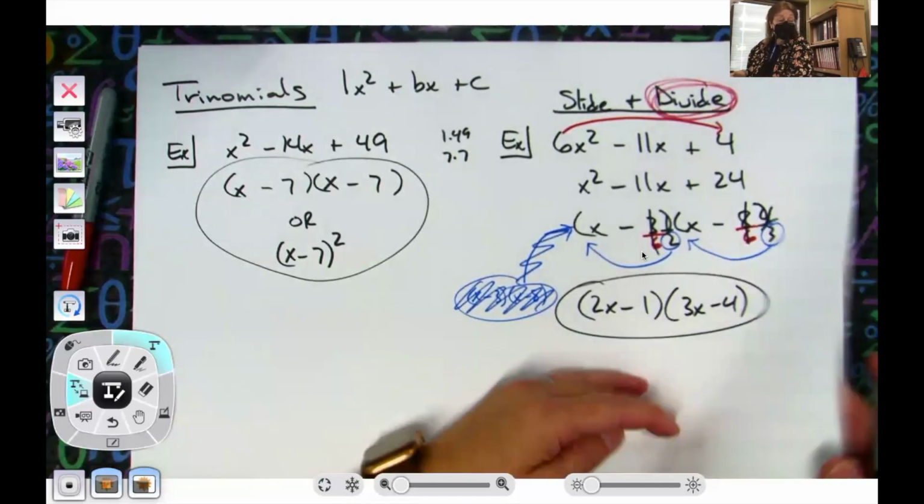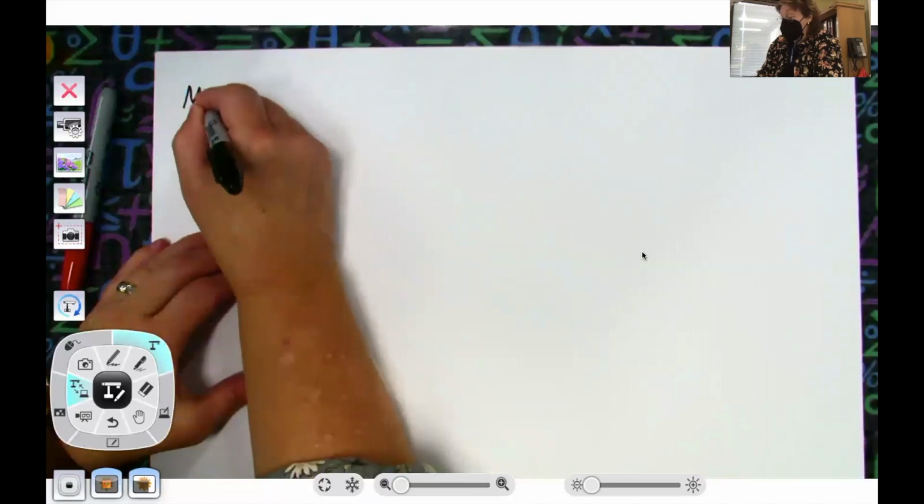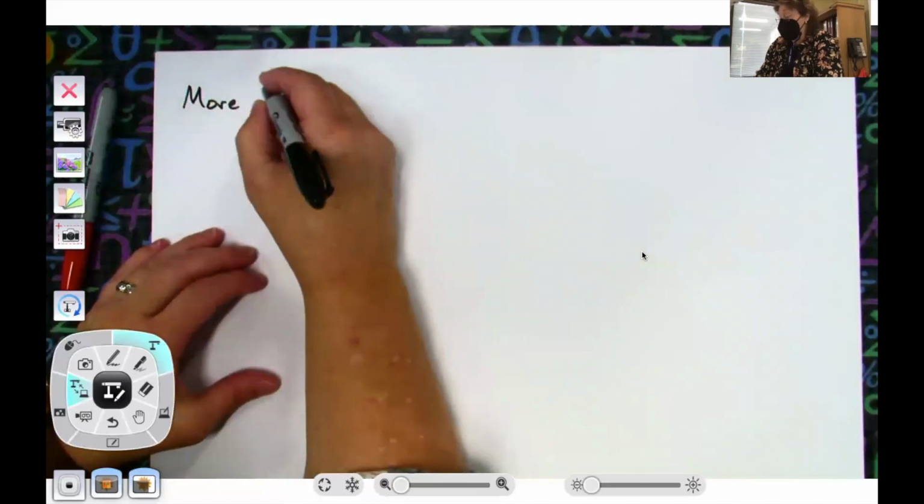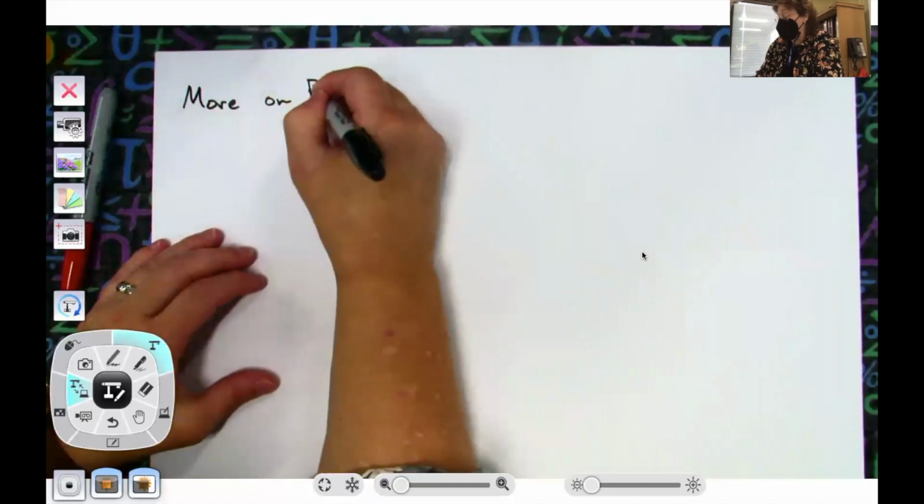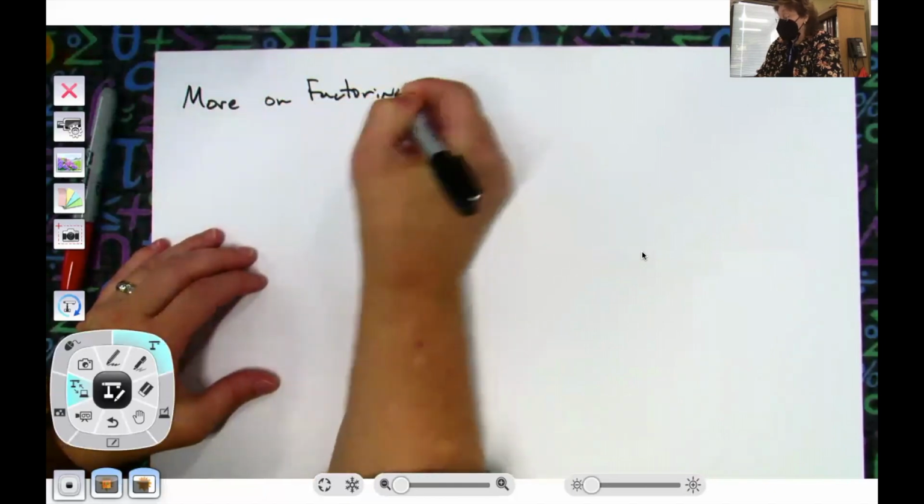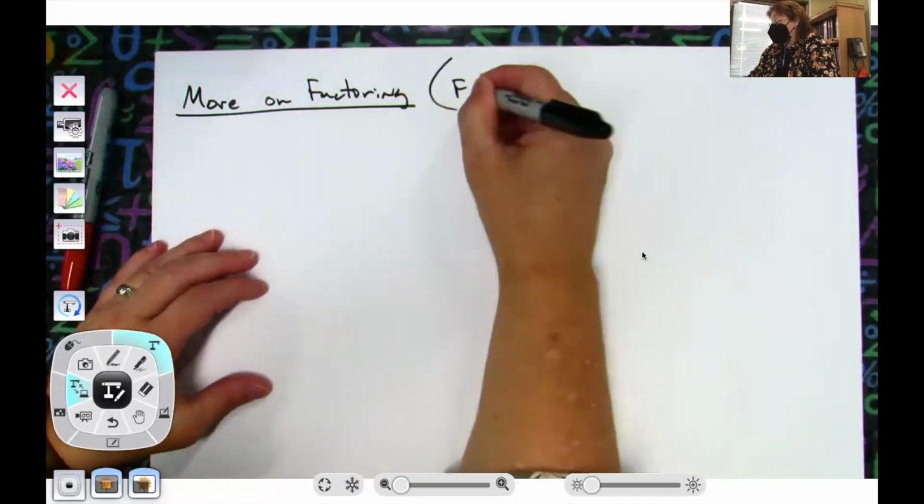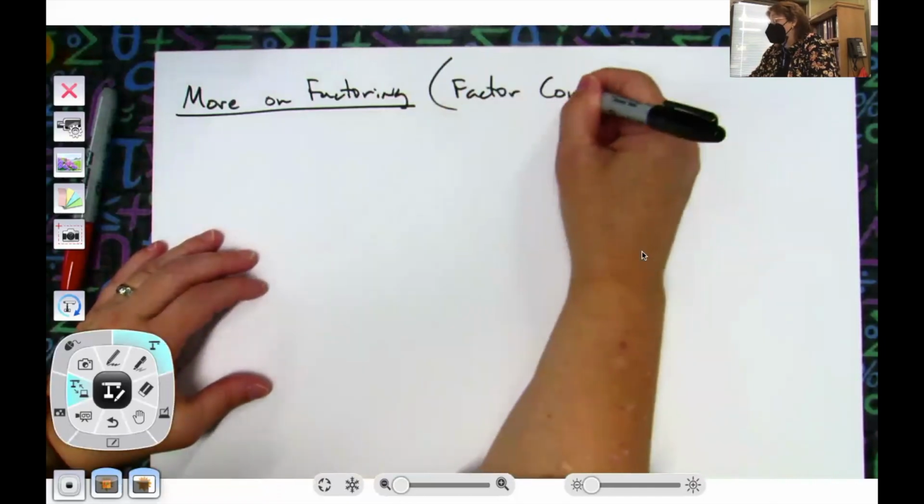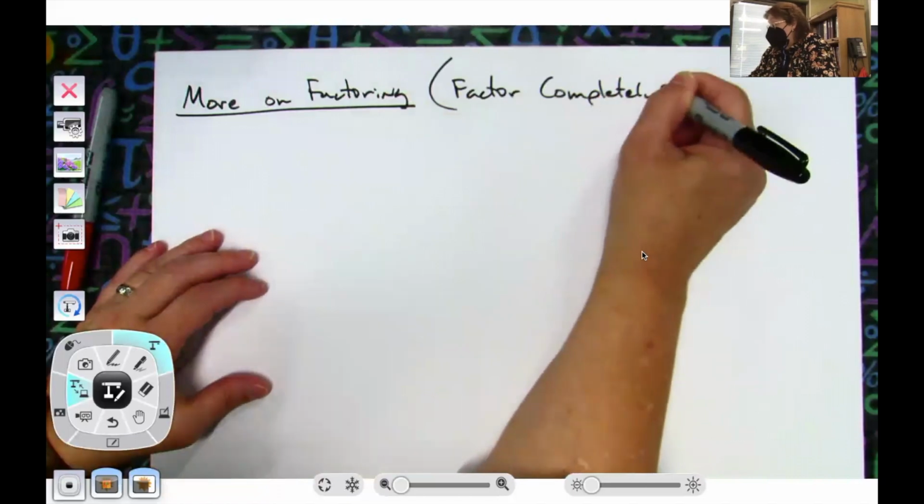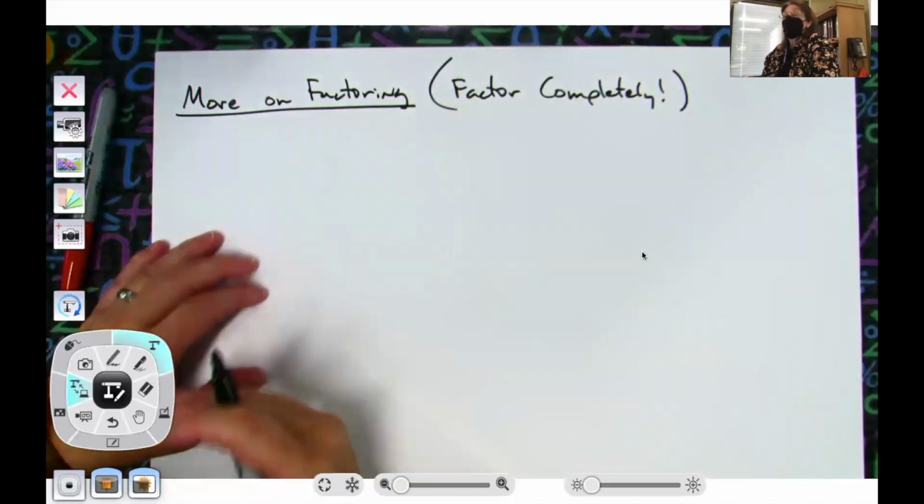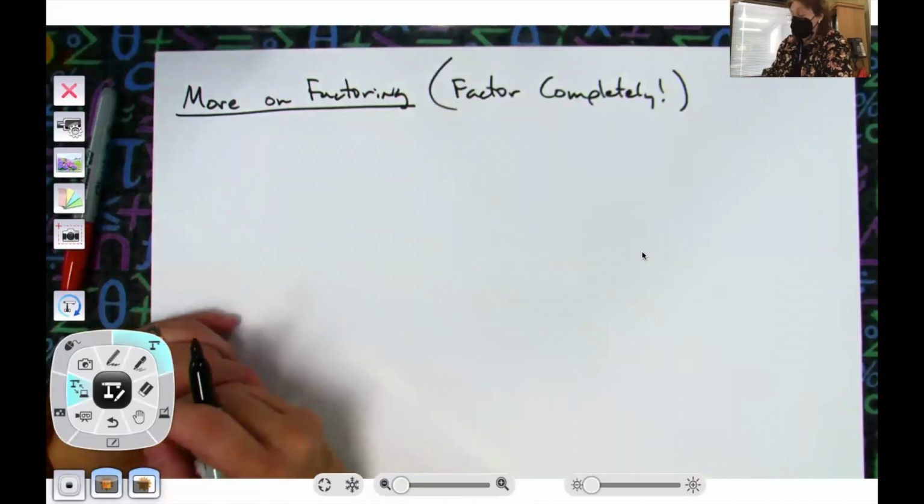All right, now I've talked about multiple steps. Like you might have to take out greatest common factor, then do difference of two squares. You might take out greatest common factor, do factor by grouping, and then maybe a difference of two squares. I've talked about that, but we haven't done an example like that. So, more on factoring. The directions are probably going to say factor completely, which means you have to keep factoring until you are all the way done, till it cannot be factored anymore.